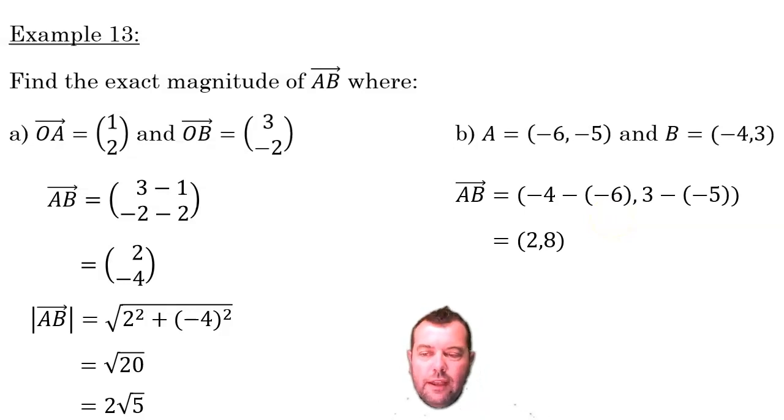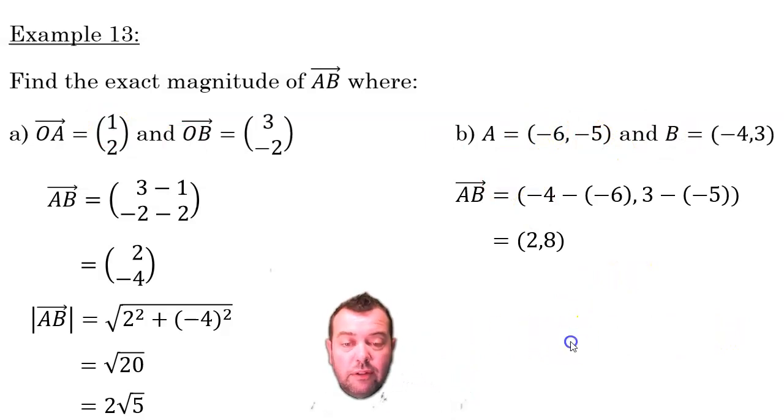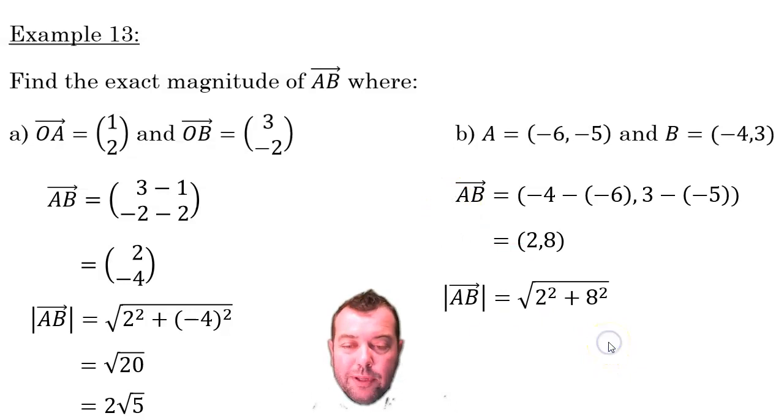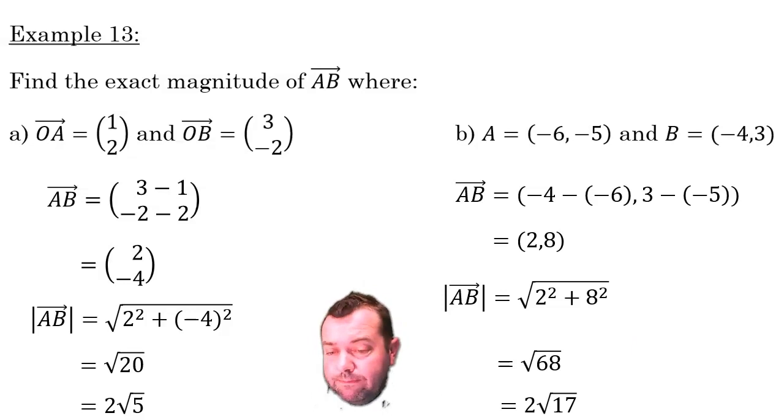Right, that is our vector AB. This time I'm sticking with the ordered pair. Now to find the magnitude of AB, we are going to do the square root of 2 squared plus 8 squared, which is root 68, which is 4 lots of 17, so 2 root 17. Okay, magnitude. That's been a helpful thing. We've learned something there.